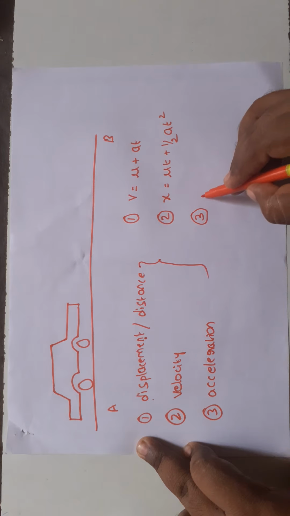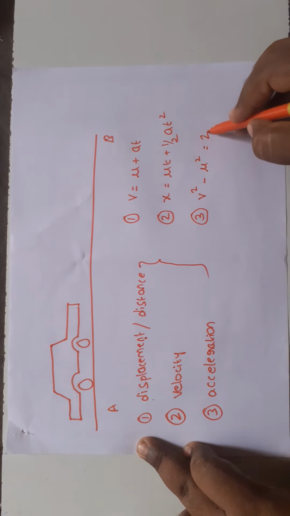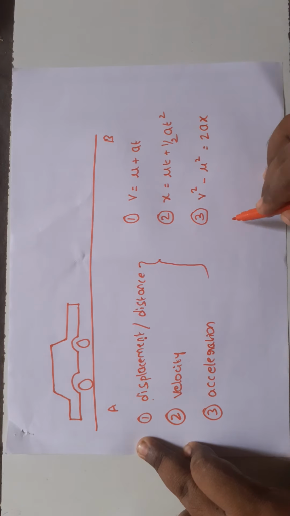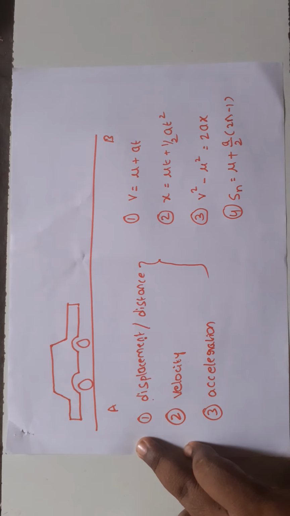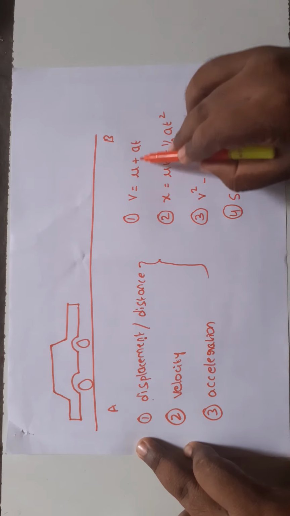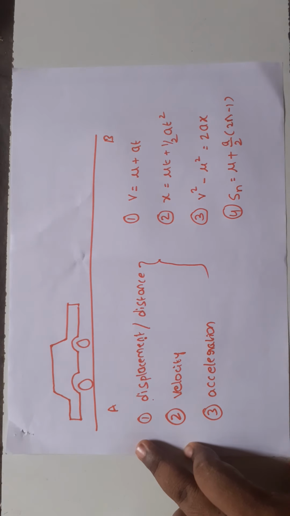Next, v square minus u square equal to 2ax. Next, the fourth equation, Sn equal to u plus a by 2 (2n minus 1). These are the four equations when a body is in motion. So, first of all, we discuss the first equation, v equal to u plus at.